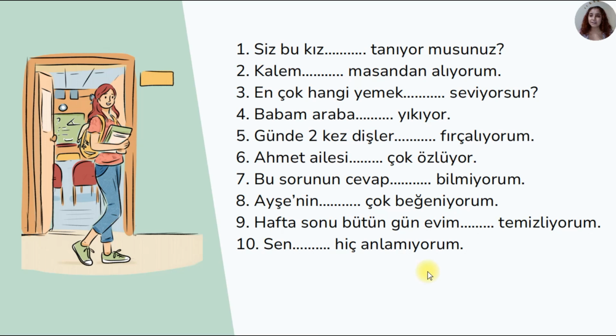Siz bu kızı tanıyor musunuz? Do you know that girl? Bu kızı. That's why it requires accusative. Kalemi masandan alıyorum. Normally it is masandan kalem alıyorum. Like ekmeği marketten alıyorum example. Fifth condition. It is changing the sequence and it requires accusative. Kalemi masandan alıyorum. I'm taking the pencil from your table. And the emphasized word here is from your table.